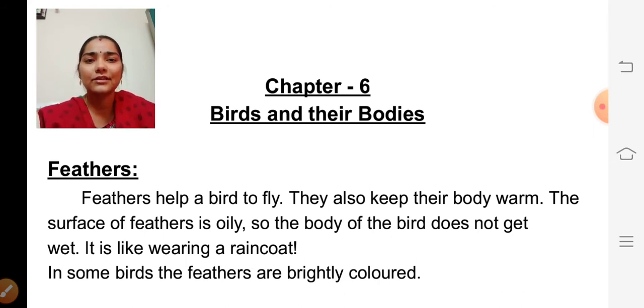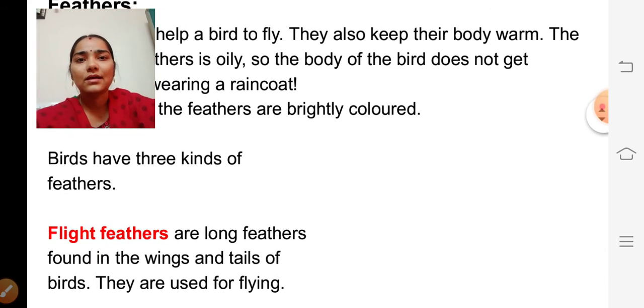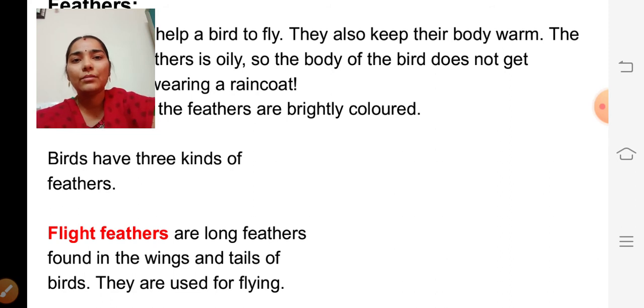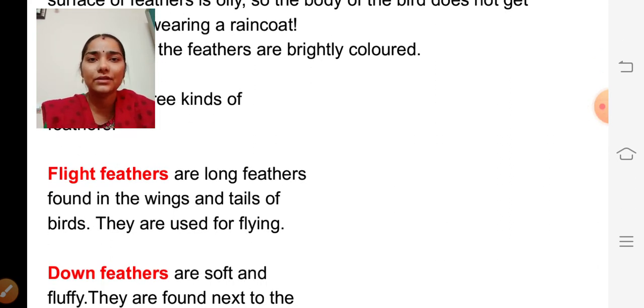In some birds, the feathers are brightly colored. Birds have three kinds of feathers. Let's see one by one. The first one is flight feathers. Flight feathers are long feathers found in the wings and tails of birds. They are used for flying.